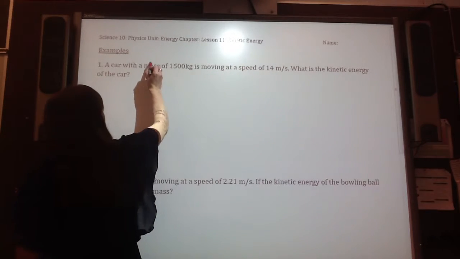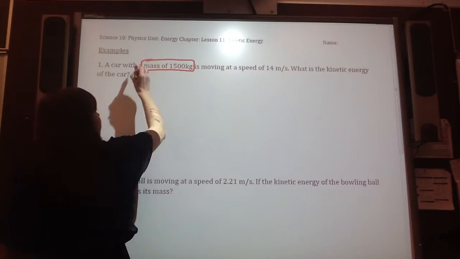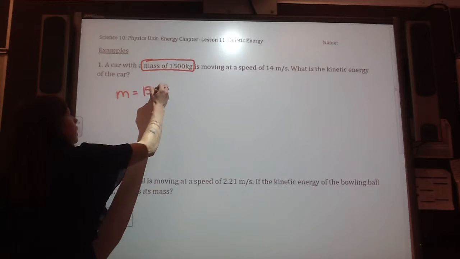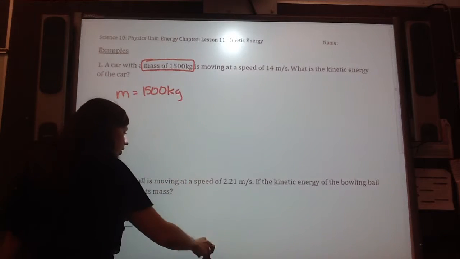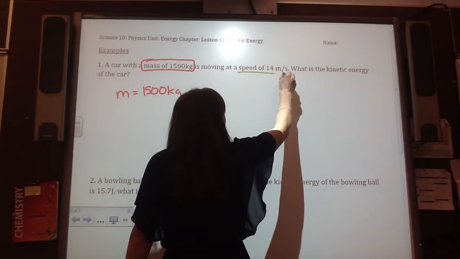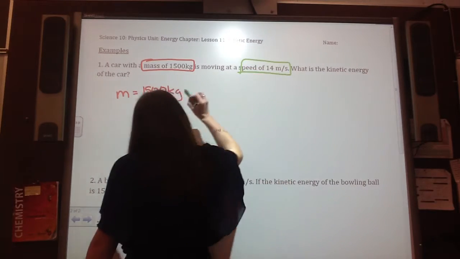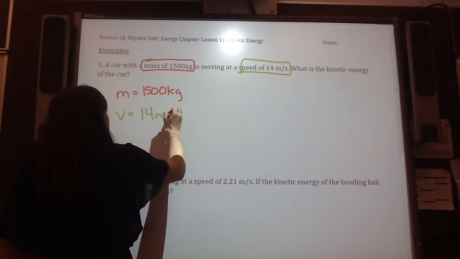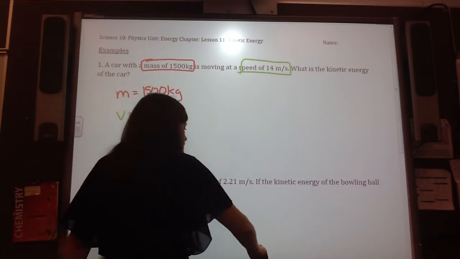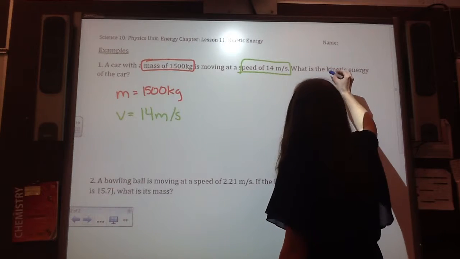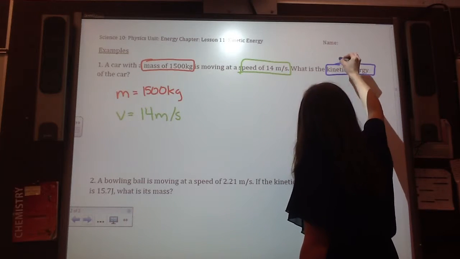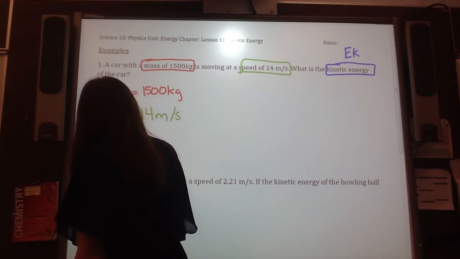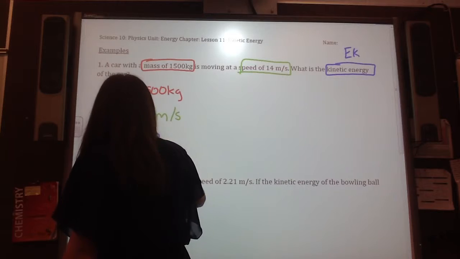So it says mass of 1,500 kilograms. So m is equal to 1,500 kg. Moving at a speed. Okay, speed is represented by v, 14 meters per second. Then it says, what is the kinetic energy? That's EK. So my EK is my question mark.